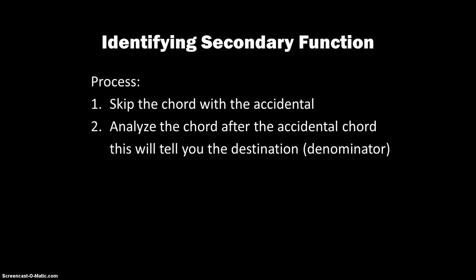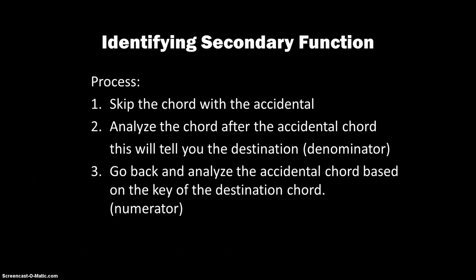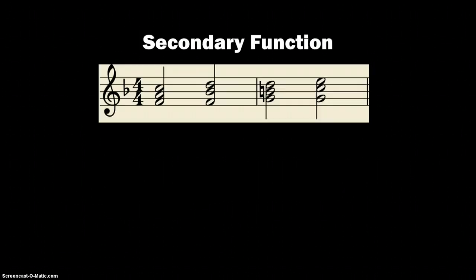Then, once you know what your destination is, you can go back and analyze the chord that has the accidental based on the key of the destination chord. And that's going to give you the top number. And it's almost always going to be 5. Occasionally it'll be a 7, diminished chord.